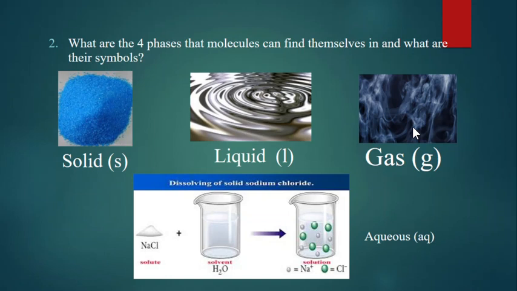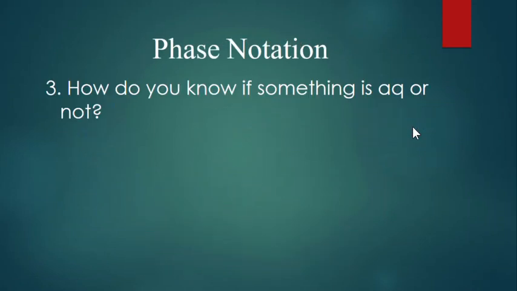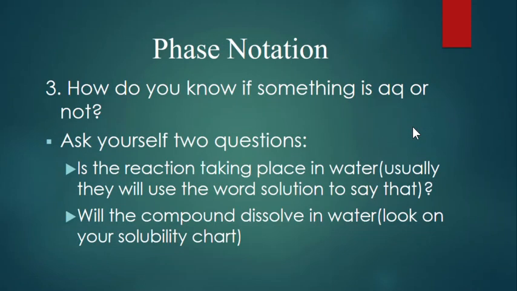When something dissolves in water, we abbreviate it by the letters AQ, aqueous, which means in water. That's all it means, in water. So how do you know if something is AQ or not? Two questions. Is the reaction taking place in water? Usually you're going to see words like solution. If it is, then it's probably AQ. But to know for sure, all you have to do is look on the chart that I gave you.